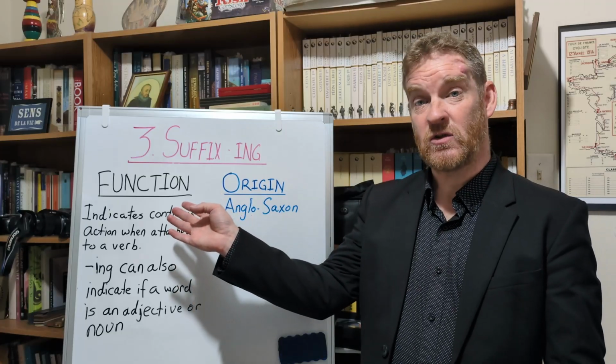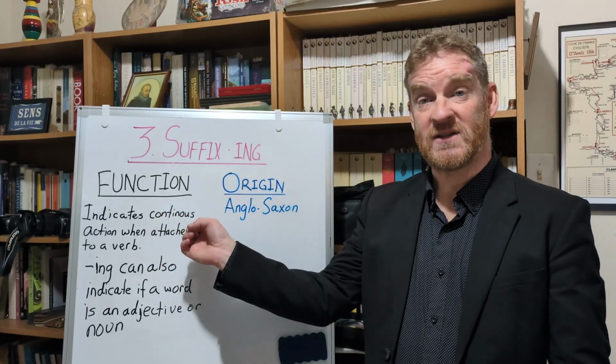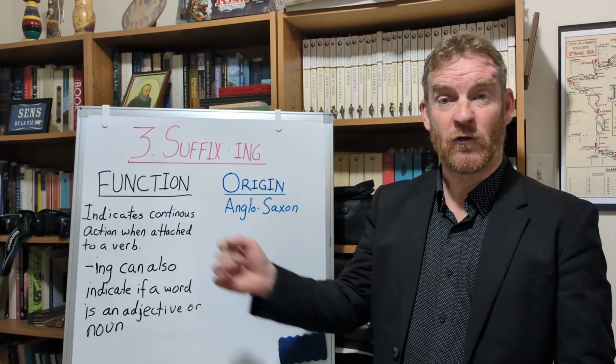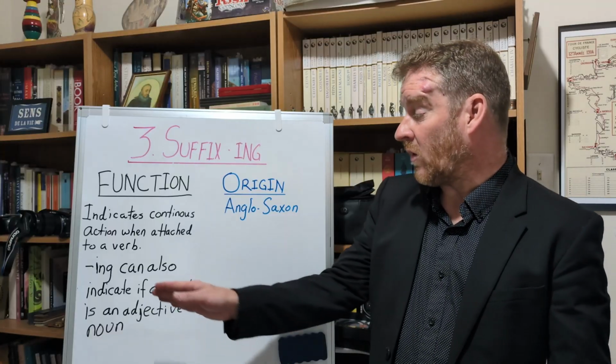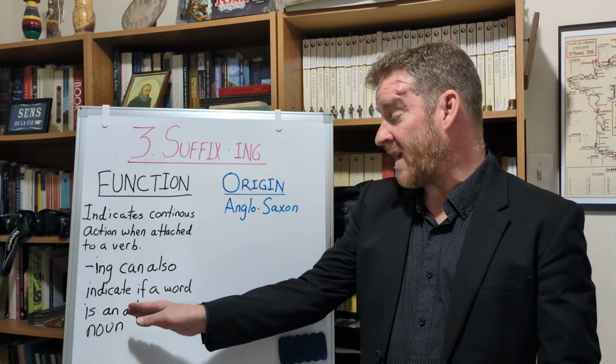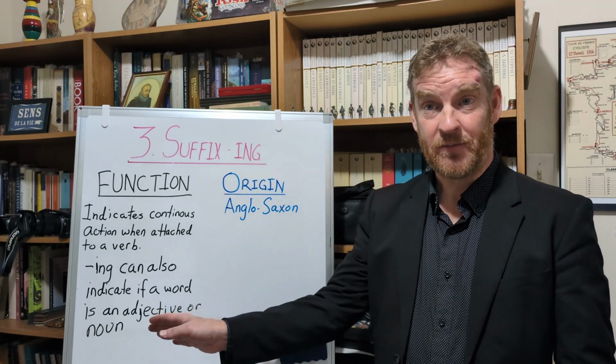First, when it's attached to a verb, it indicates continuous action. So for example, the verb gather becomes gathering. The ing suffix can also be used to indicate a word that's an adjective or a noun.